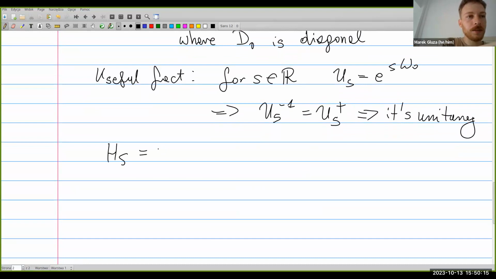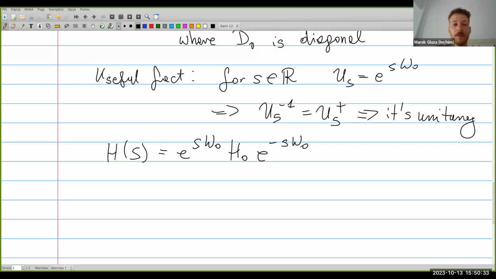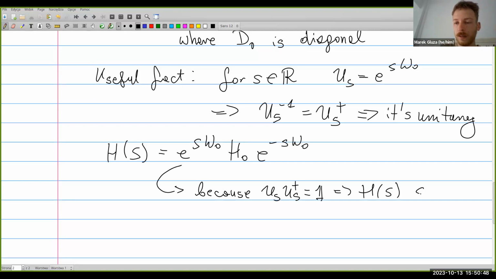which, okay, actually I want a different notation. I want h of s, which is e to, let's say, s w0, h0, e to minus s w0. First thing we see is that because U_s dagger U_s is identity, H of s has the same spectrum as H zero. So this is something good.